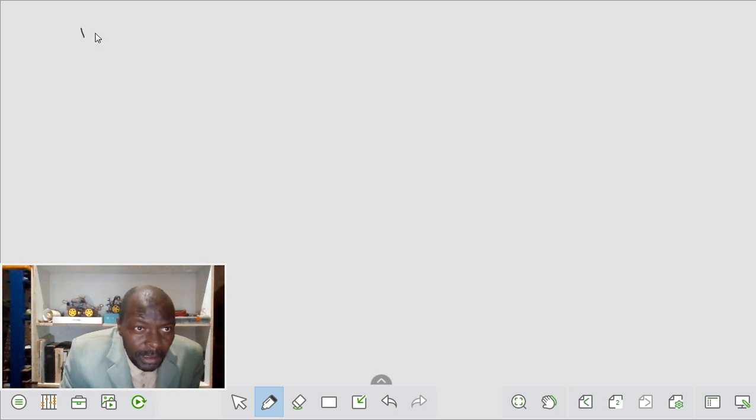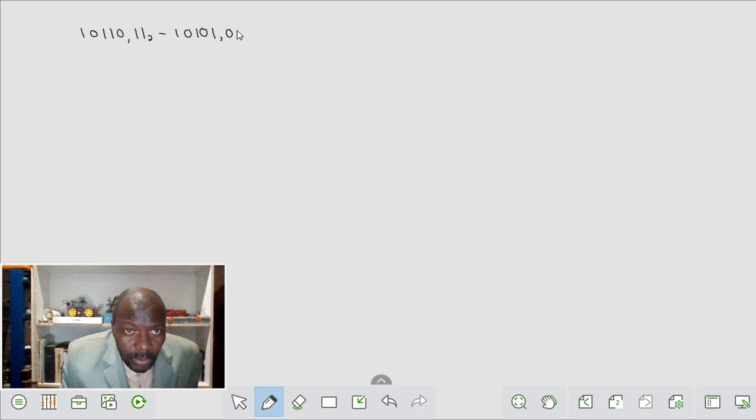Let's say we're doing 0 1 1 0 comma 1 1, base 2, minus 1 0 1 0 1 0 1 0 1 comma 0 1 1. I want to emphasize the balancing of bits, so I make sure that they are different all the time. So what we do here, let me put another 1 here.